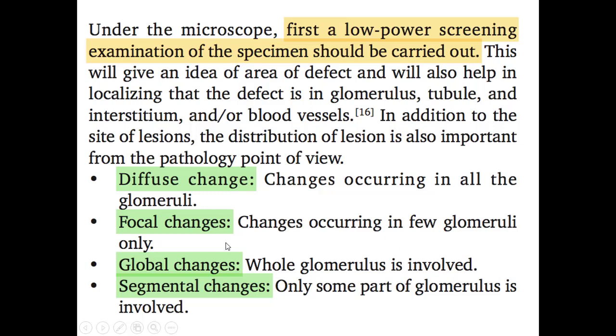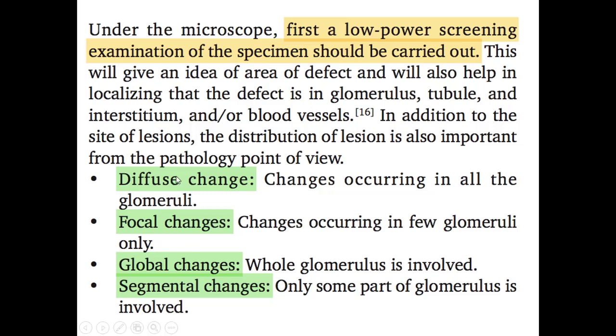Then I pass to the high power of the glomerulus itself. I have global change and segmental change. In global change, the whole glomerulus is involved. In segmental changes, only some parts of the glomerulus are involved. Why do I exhaust you with this terminology? Because when you study all the diseases of the kidney, you will find in the histopathology diffuse, global, focal, segmental, global glomerulosclerosis, focal change, segmental change. So you should be familiar with the terminology.